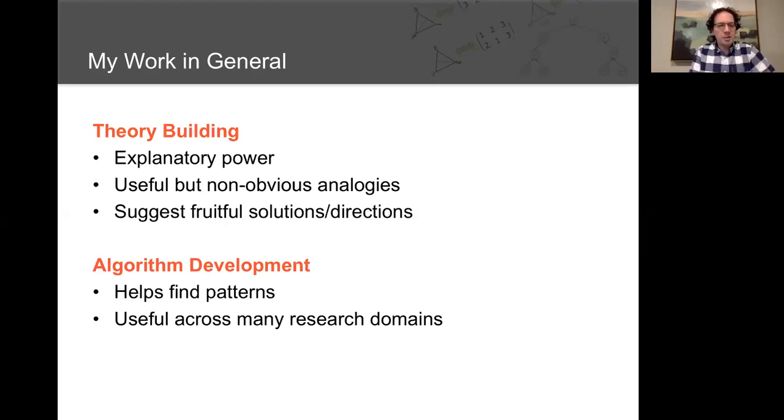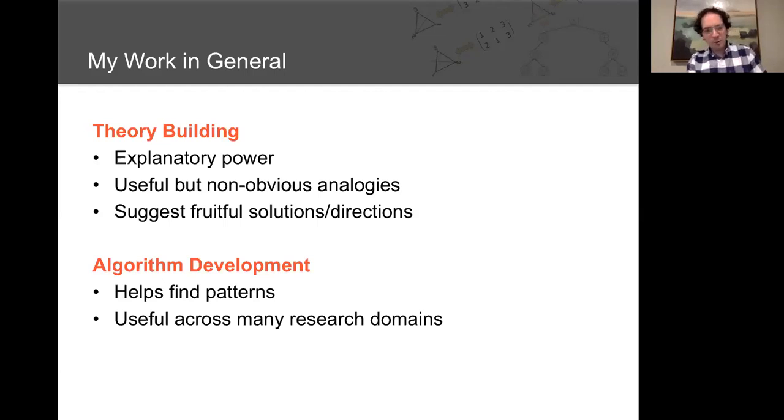But beyond that, beyond just explaining what we see, I think the more exciting things about theory are when it provides useful but non-obvious analogies between different fields, where it really wasn't clear why these things should be related or even that they were related. And then, of course, there's always the happy two-way street between theory and application, where theory sort of contributes either suggesting fruitful solutions or directions to go in, and the applied side contributes, the applications, but also the sort of problems that are the meat that theory builds off of.